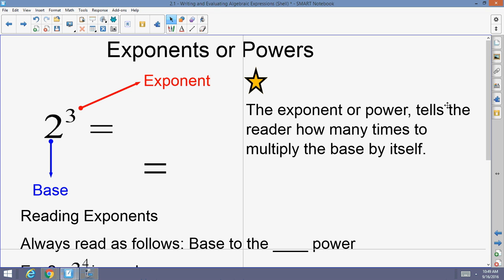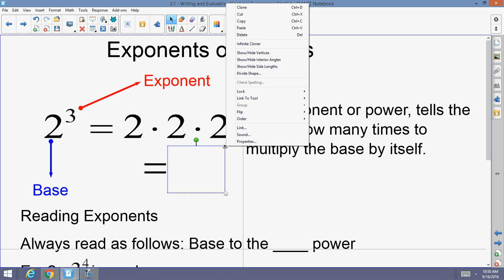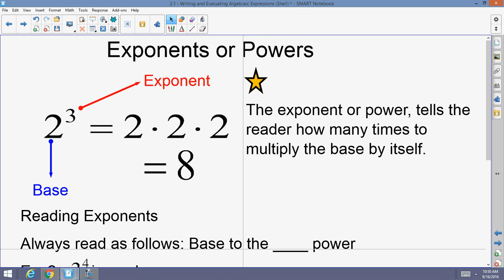And what the exponent tells the reader to do is to multiply the base that many times. So when I have 2 to the 3rd power, this is really telling the reader, hey, I have to multiply 2 times itself 3 times. And what is the answer? 2 times 2 is 4 times 2 is 8. So it's very important for you guys to realize that when we're dealing with exponents, the exponent tells the reader how many times to multiply the base times itself. It's very, very important, gentlemen. Reading exponents is very important as well, believe it or not.